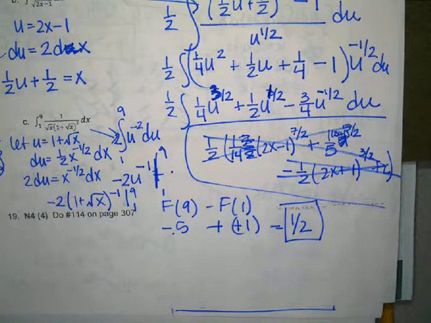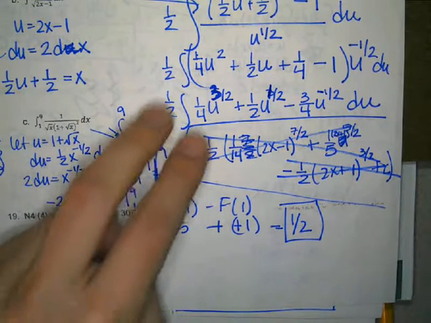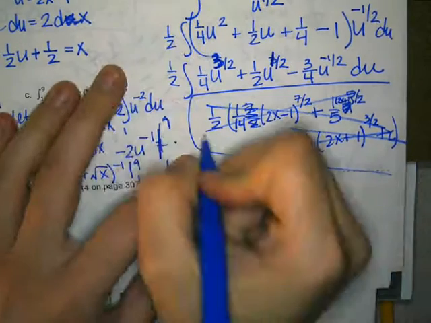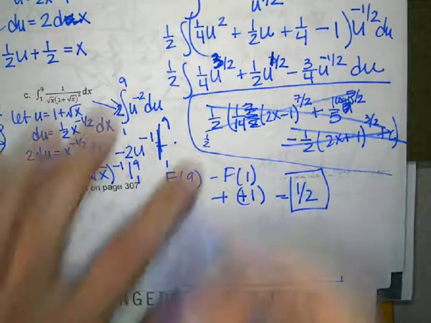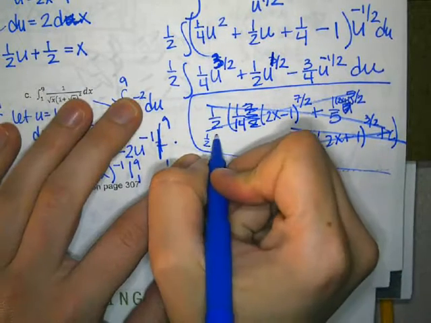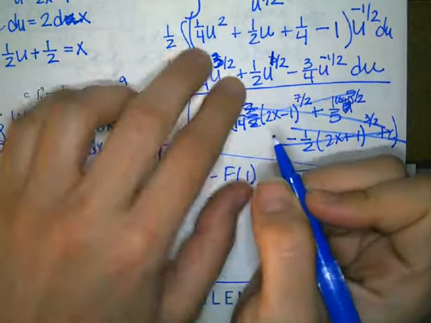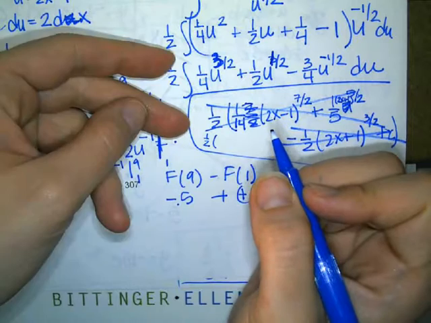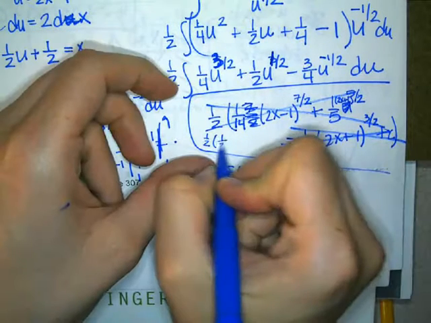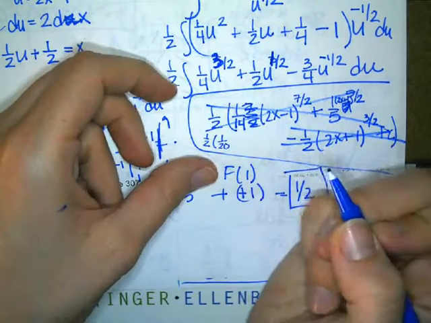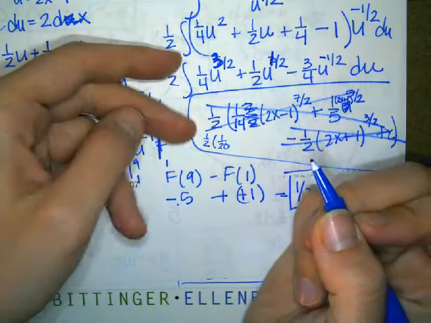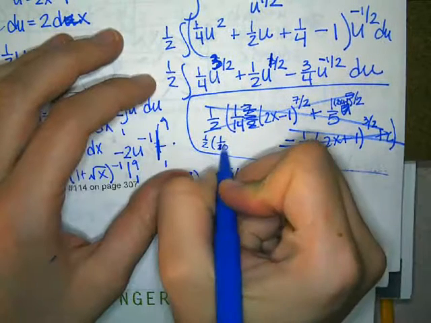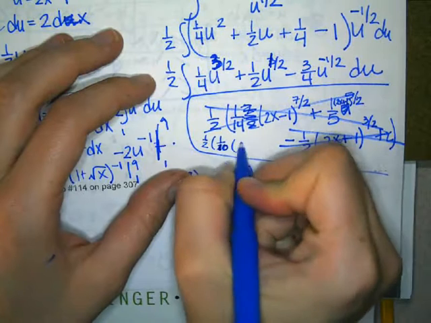Okay, so when you integrate, you'll have the 1/2, and then adding 1 to the exponent here gives me 5/2. Flipping it gives me 1/20. No, 1/10. And 2x minus 1 to the 3/2.